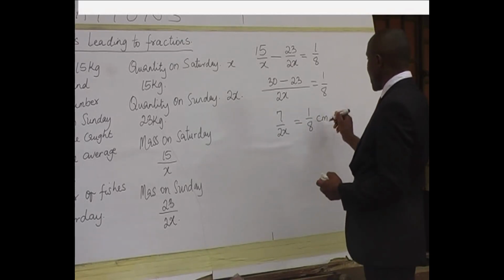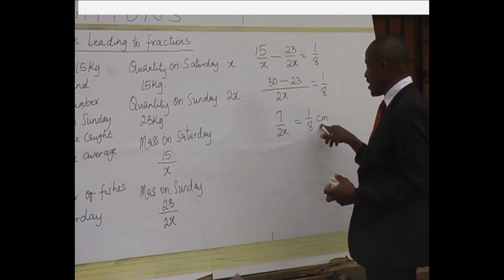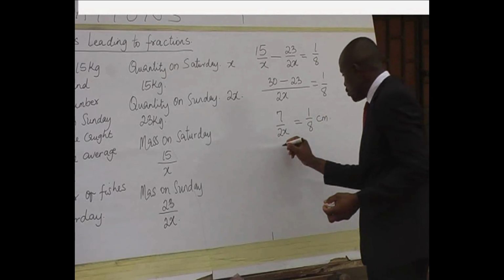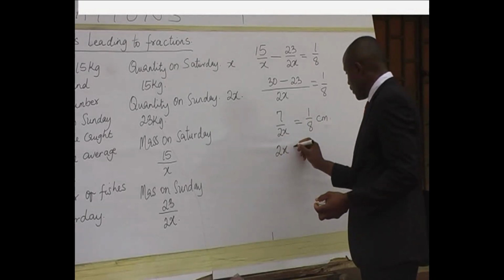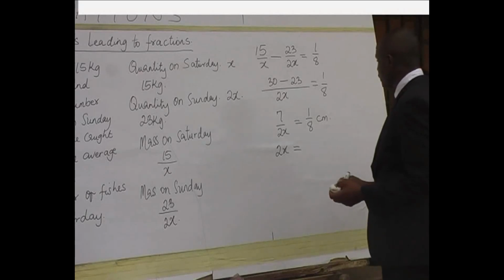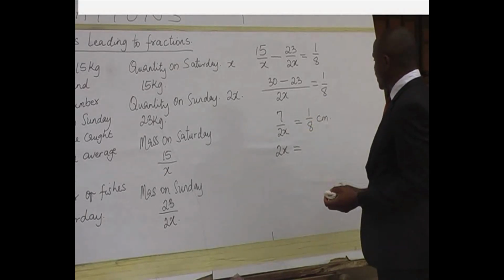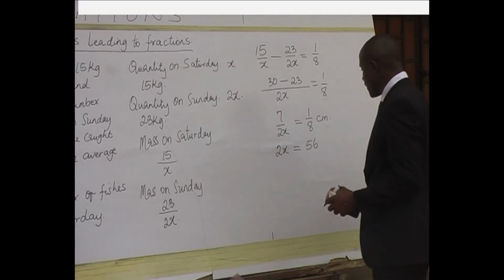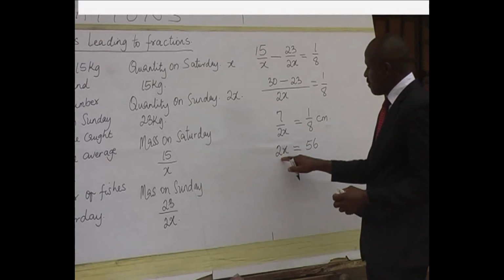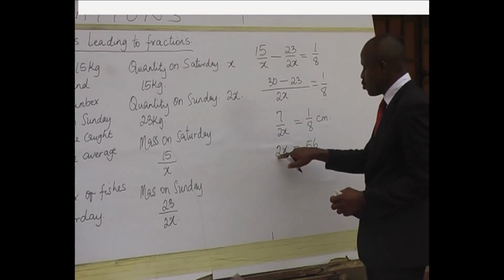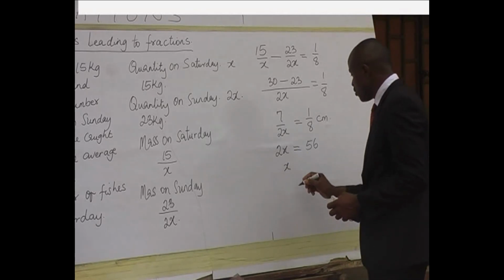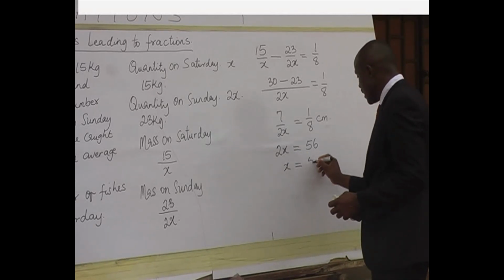You can cross multiply here. This does not mean centimeter, it is an abbreviation for cross multiplication. 2X times 1 is 2X, is equal to 7 times 8, which will give you 56. So we have 56. Now, divide both sides by 2 so as to eliminate 2, which is the coefficient of X in the left-hand side of the equation. When you divide by 2, you'll be left with X only in the left-hand side. And in the right-hand side, you have 56 all over 2.